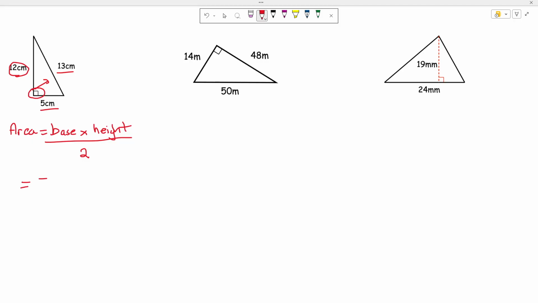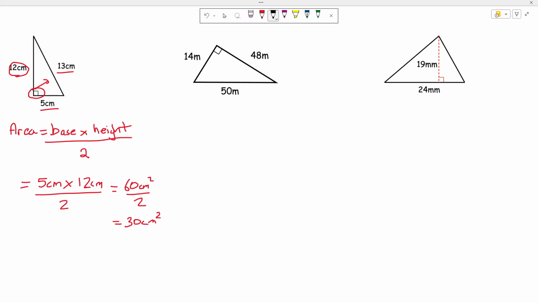So we have base is equal to 5 cm multiplied by the height, which is 12 cm, divided by 2. Now in this case guys, either we can simplify the 2 and 12 first, or we can multiply and divide by 2. I'll show you both the steps. Alright guys, so first if we multiply it, we're going to have 60 cm² divided by 2, which is going to give us 30 cm².